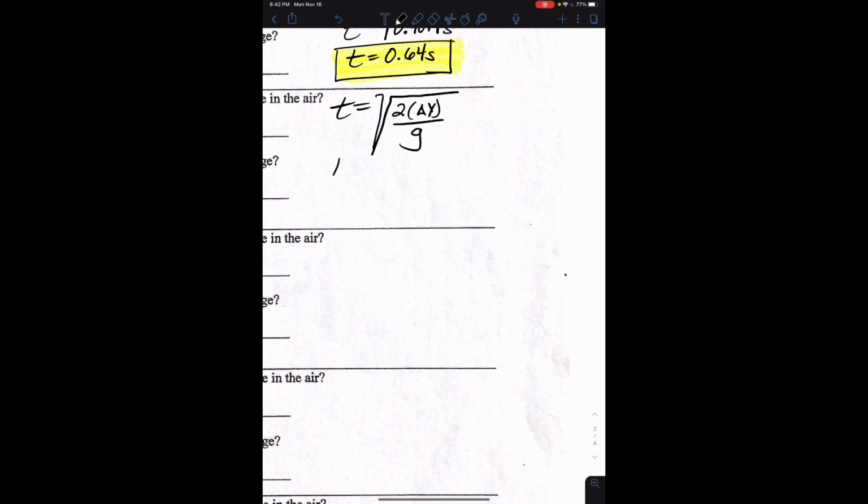All right, so go ahead and write that out. Square root of 2 times delta Y, which we said was 5 meters, divided by 9.81. Now it makes sense why we're going to get seconds as a unit. 2 times 5 is 10. 10 divided by 9.81 is 1.019. We'll square root that. I'm getting about 1.01 seconds.